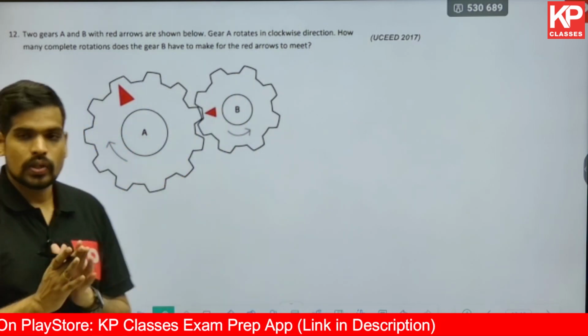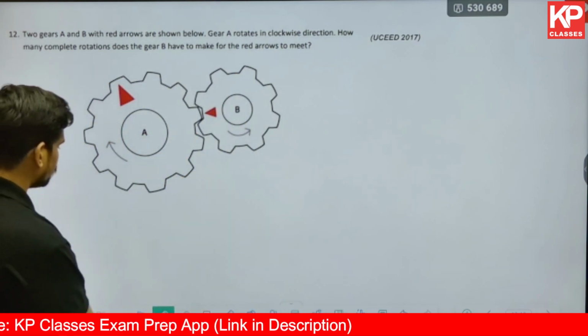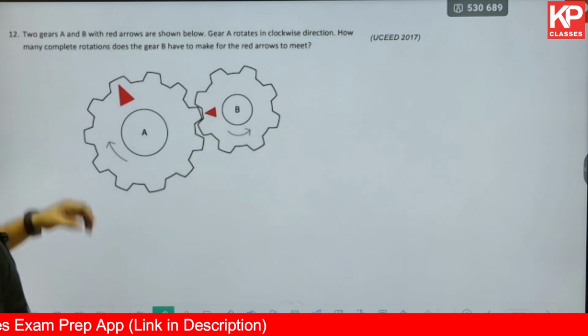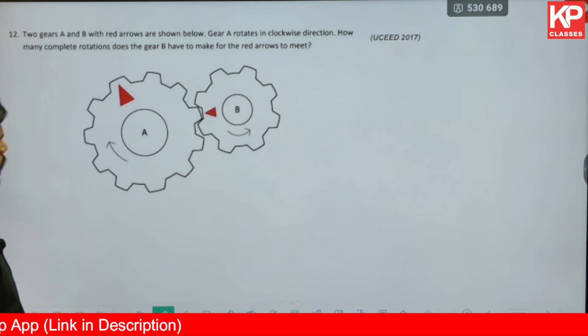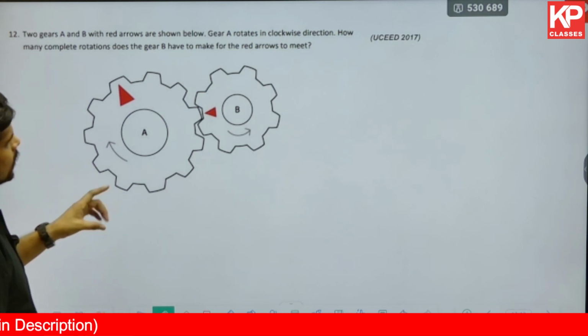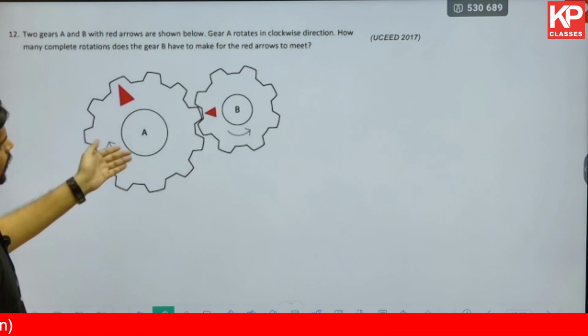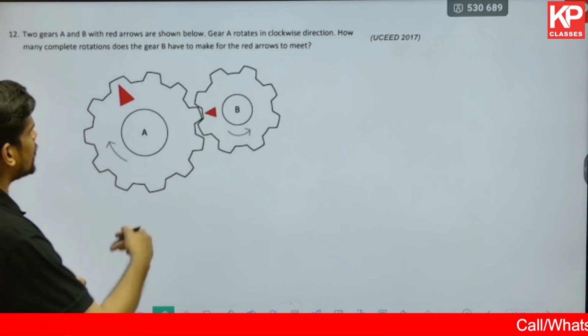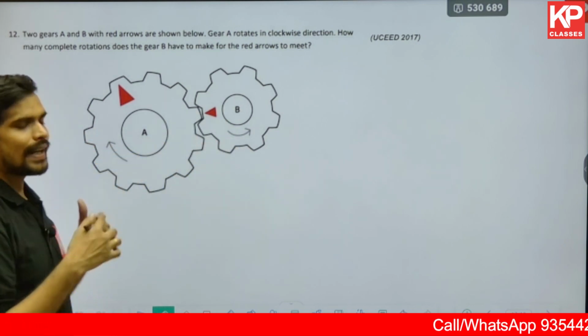This is a past UC question from the year 2017. Two gears A and B with red arrows are shown below. Gear A rotates in the clockwise direction. They have marked the arrow over here. How many complete rotations does B have to make for the red arrows to meet?